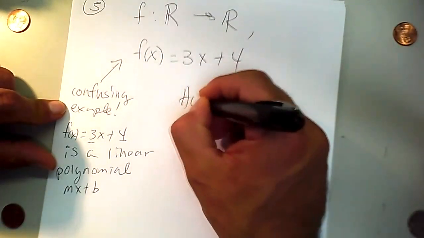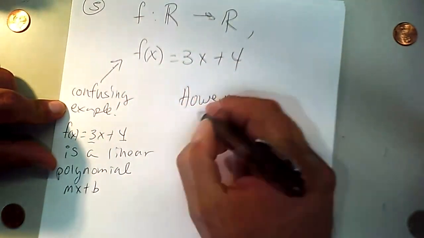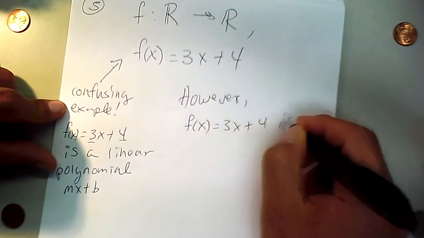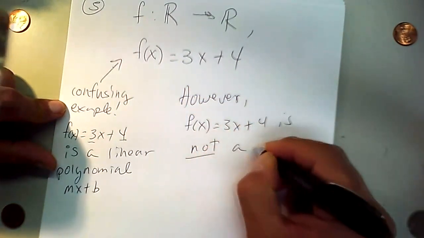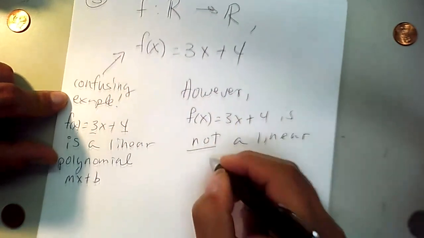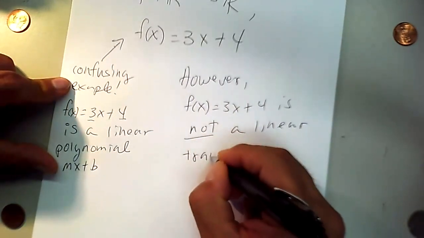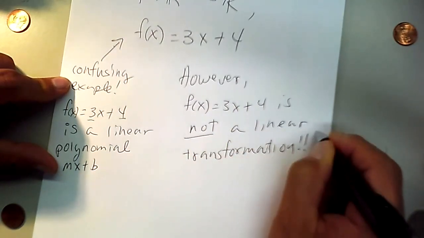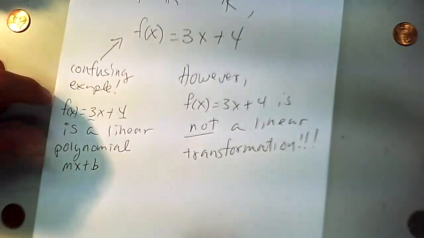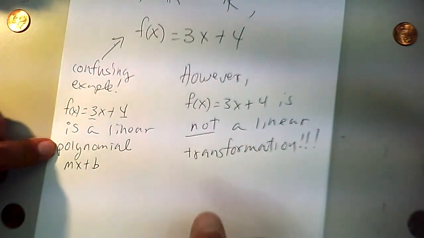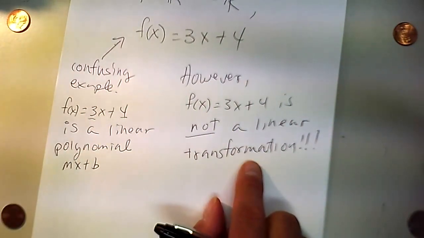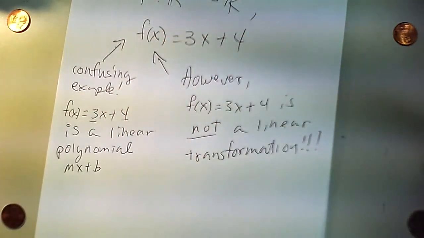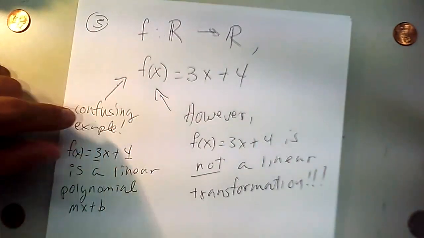However, f of x equals 3x plus 4 is not a linear transformation. It is not a linear transformation. It is a linear polynomial, not a linear transformation. The same function. And that, I have to admit, is confusing.